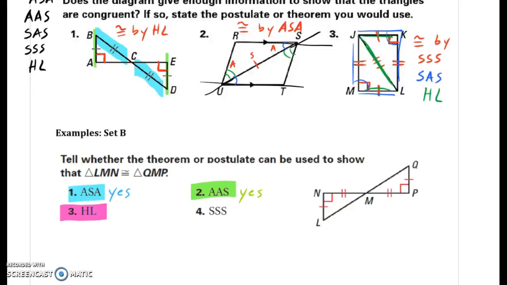Next, hypotenuse, leg. We know it's a right triangle. We know we have a leg here that is congruent. But now we need this hypotenuse, which is this piece here and this piece here. Since there are no markings and we can't prove it, therefore we cannot use hypotenuse, leg. And following that, since these can't be proven congruent, there's no way we can find side, side, side. Therefore this one is also a no.